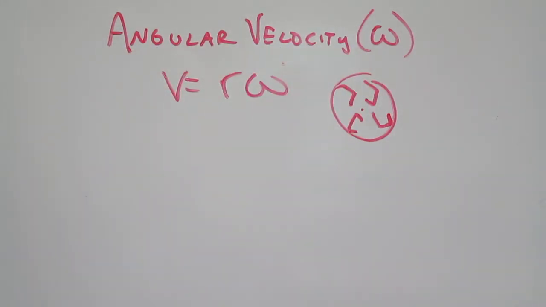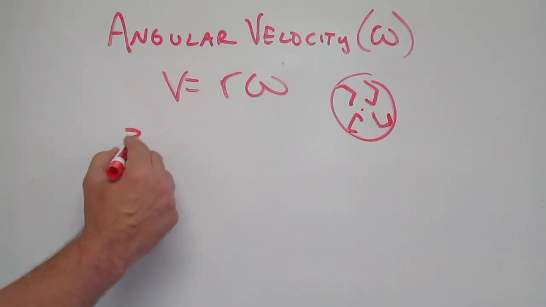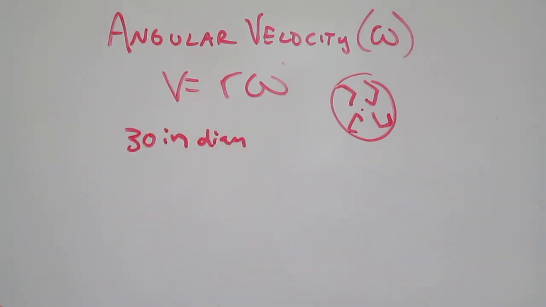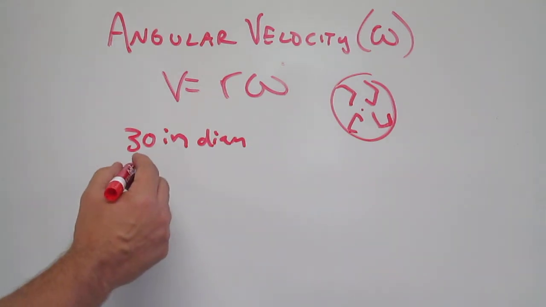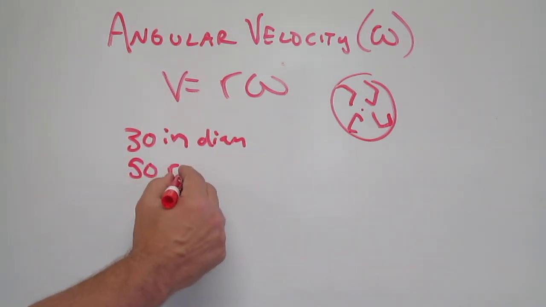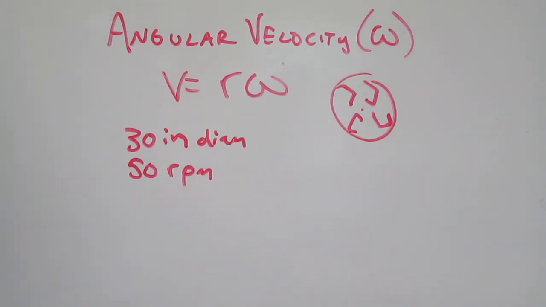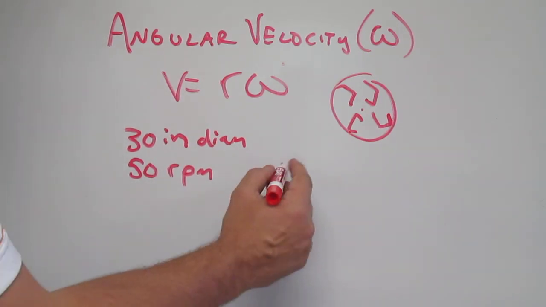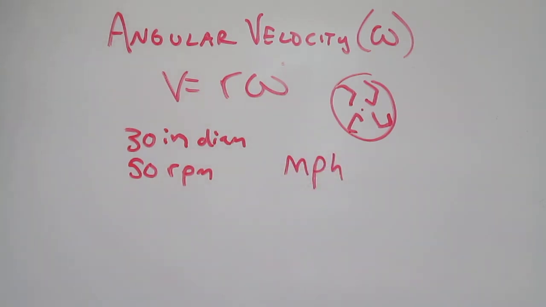So for example, if I have a tire that has a 30-inch diameter, so I got big old tires, and they are spinning at a rate of 50 RPMs, or revolutions per minute, I may ask you, well, if I put that tire on the ground, what's its linear velocity? How fast is it actually going? Usually if I want linear velocity, I would ask you how fast is it going in miles per hour. This is just a big unit conversion problem.